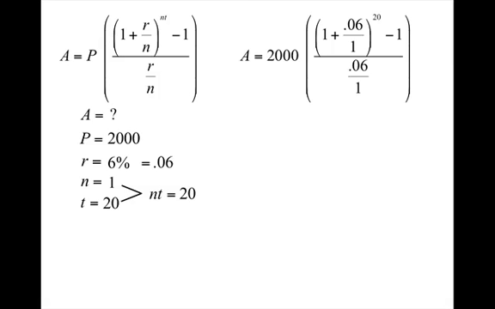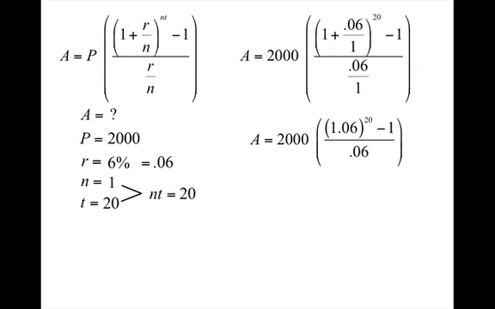So if I plug these into the formula, I have 2,000 times 1 plus 0.06 divided by 1 raised to the 20th power minus 1 divided by 0.06 divided by 1. Since my N was a 1, I'm going to drop those 1s before I do this in my calculator, just to save a little time. So the 0.06 divided by 1 gives me 0.06 each time. In the numerator, the 1 plus 0.06 divided by 1 would just give me 1.06.